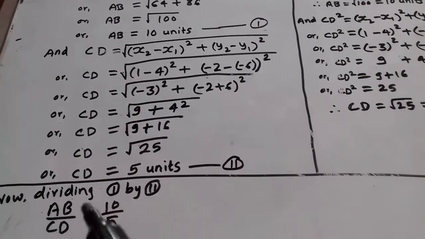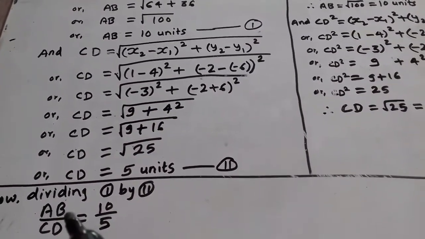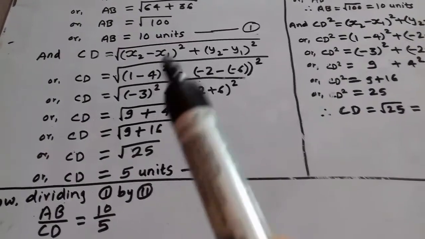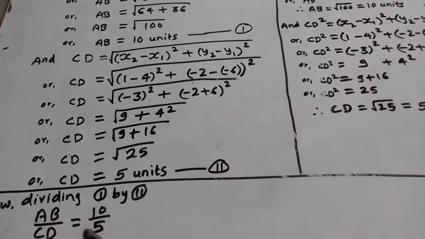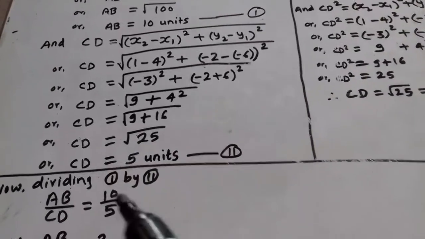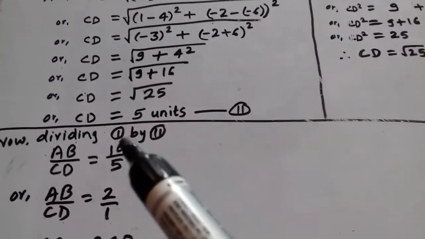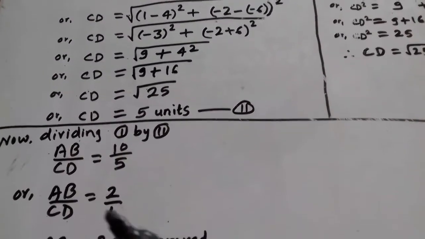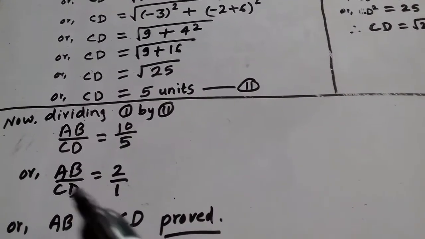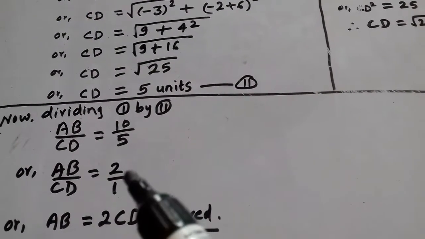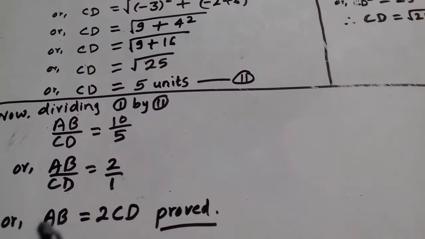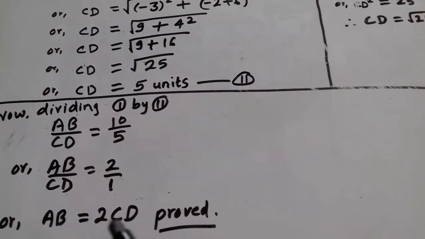AB is 10, so when we write AB first, then we must write 10 first, then CD down, which is 5. 5 on the 5 and 5 to the 10, so this is 2 by 1. When we cross multiply, AB into 1 is AB and CD into 2 is 2CD. Thus we have proved AB equals 2CD.